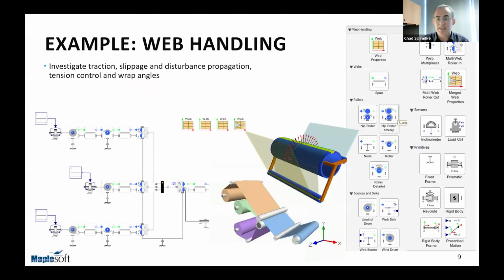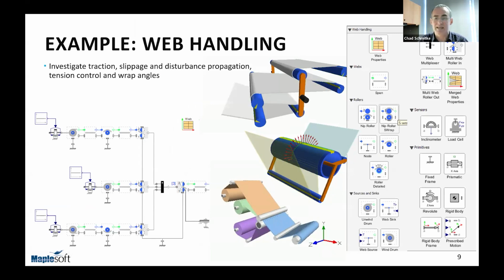Okay, so here's a brief snapshot of our web handling library. Again, you can see a model on the left there drawn out. I've got a snapshot of some of the components there on the right-hand side. This library is constantly being updated. Just last month, we added components for air entrainment so that you can model those phenomena in your roll-to-roll systems as well.